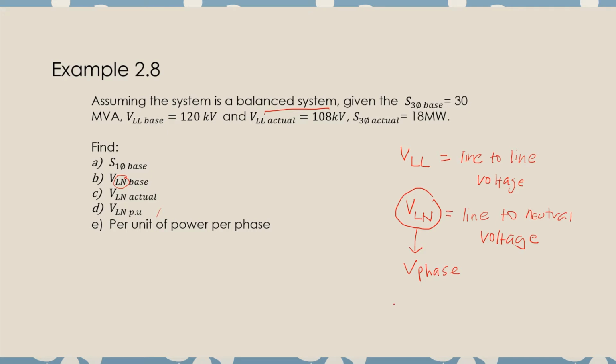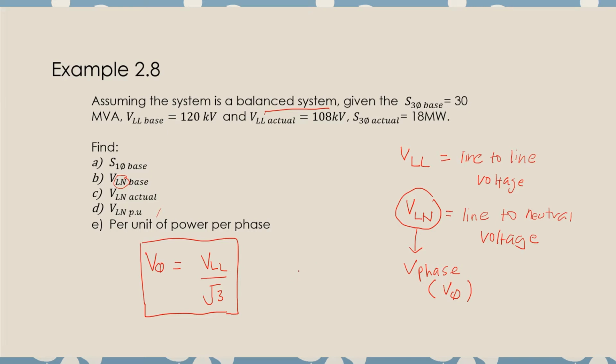So do you still remember the formula? The V phase formula equals VLL divided by square root of 3. V phase is this one, guys. That is V phase. So this is the most important formula for you to remember in this exercise.